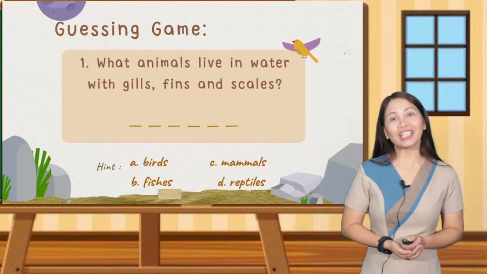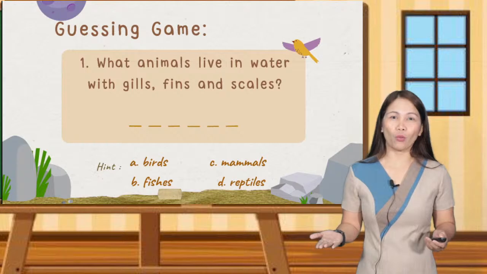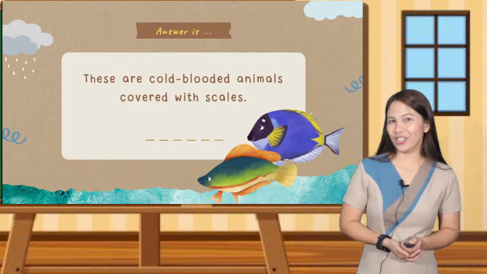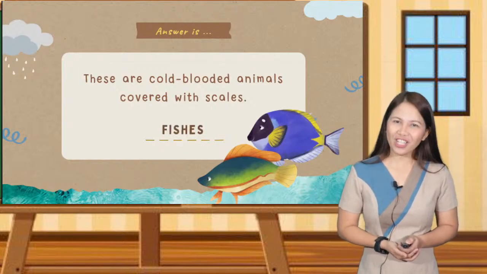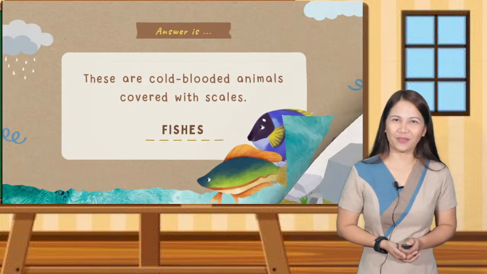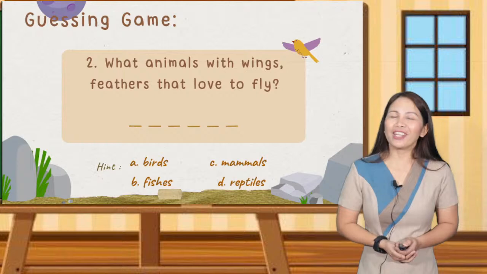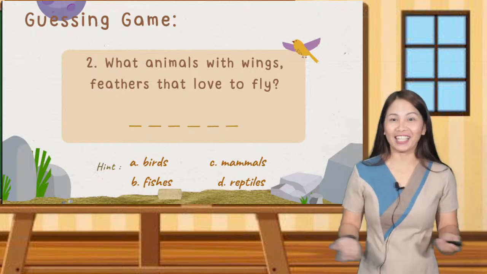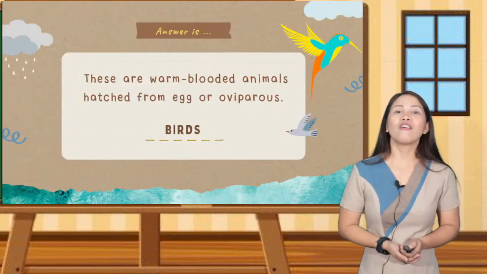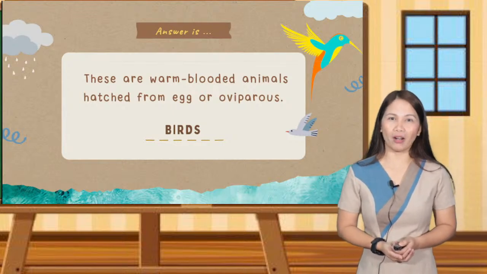This time, let's have a guessing game. First question: what animals live in water with gills, fins, and scales? What is your guess? Of course, fishes. These are cold-blooded animals covered with scales. What animals with wings, feathers that love to fly? Any guess? That's right. The answer? Birds. These are warm-blooded animals hatched from egg or oviparous.